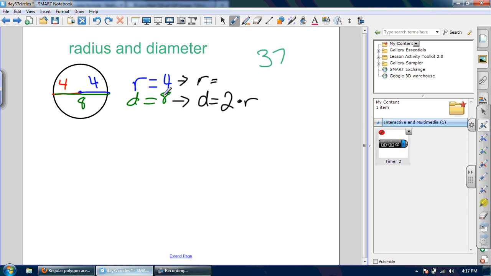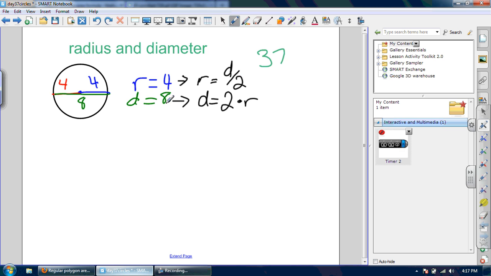I can't add to it. It's got to get smaller. So what operations do I have to make things smaller? Well, I have subtraction. I don't really want to use that. How about division? Well, what can I divide 8 by that'll give me 4? Well, that's just 2. So I can say that if I take my diameter and I divide it by 2, maybe that works.